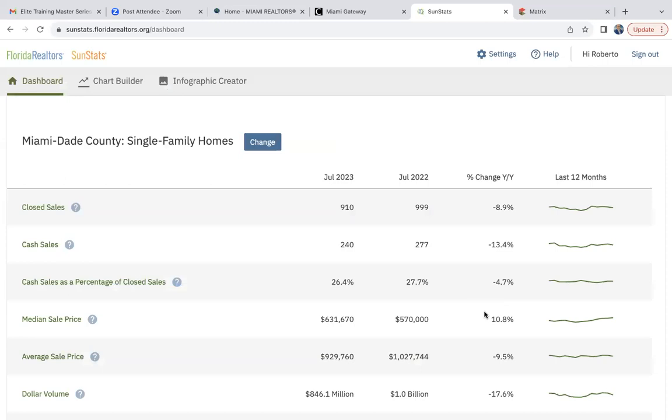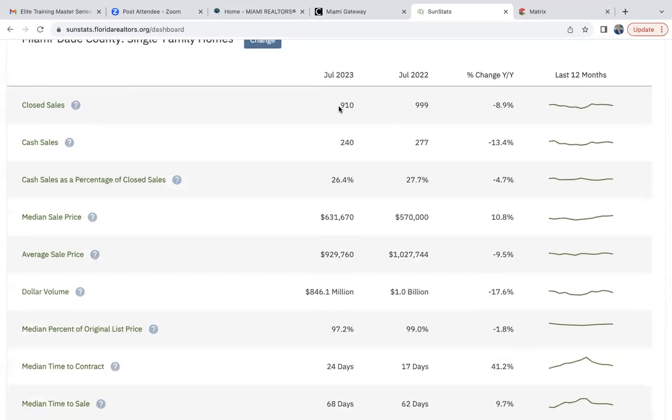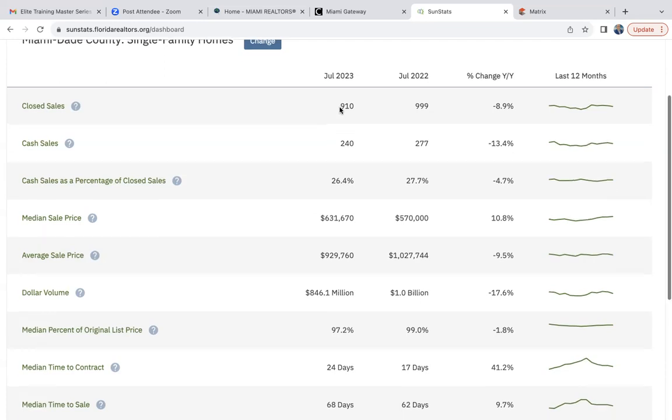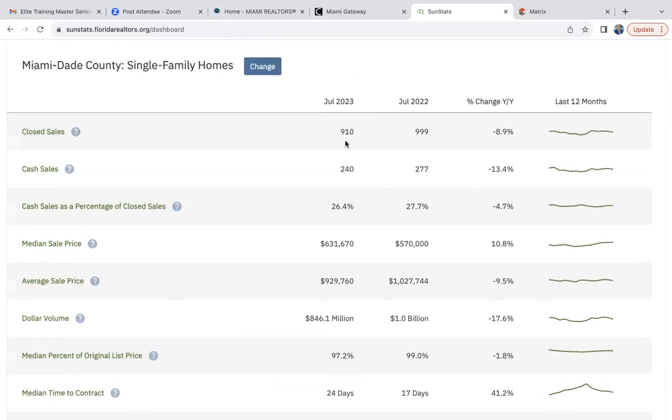All right, so taking a look here, they're a little bit behind. They don't have August numbers yet. Remember that we are currently September 5th, so at some point this week they should release the August numbers. But here it tells you the number of closed sales in Miami-Dade County, 910 versus 999. That's almost a 9% decrease.